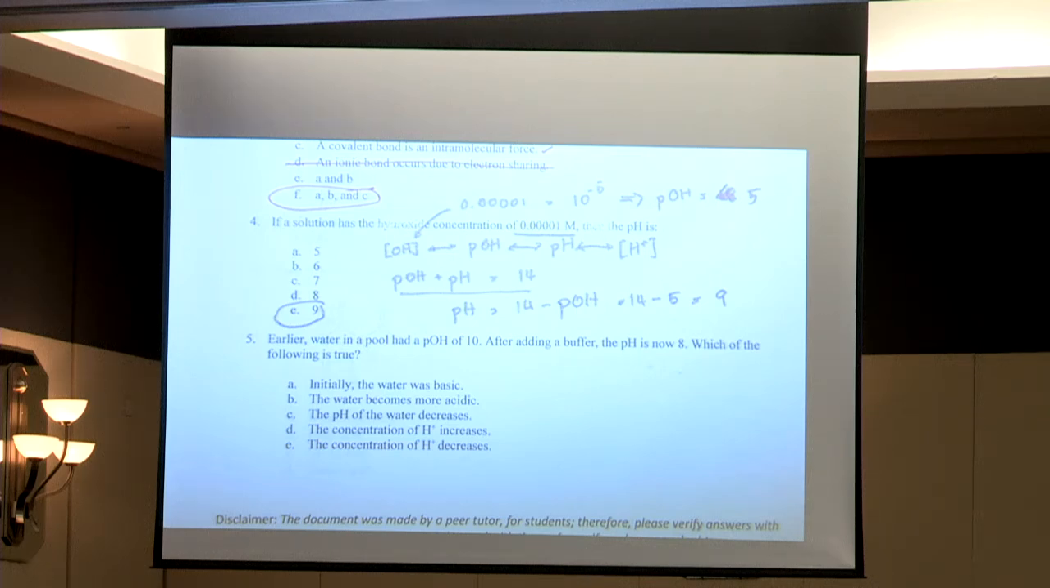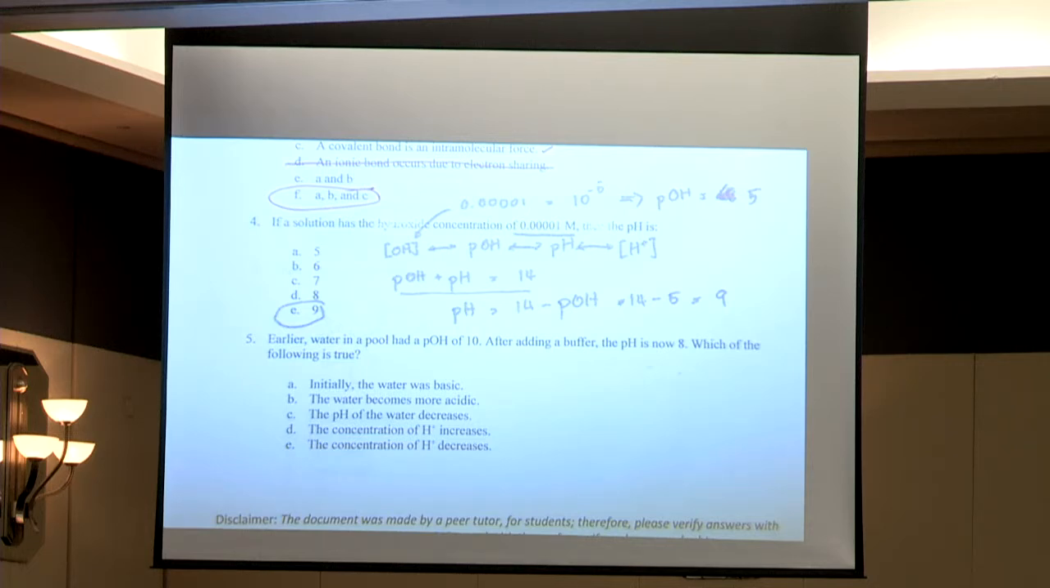Okay. So next one. Earlier, water in the pool had a pOH of 10. After adding a buffer, the pH is now 8. Which of the following is true? So they give us pOH and pH at the same time, so somehow we have to convert.